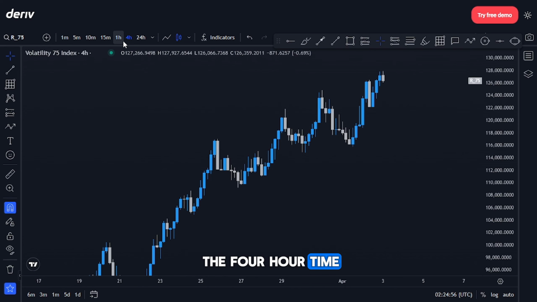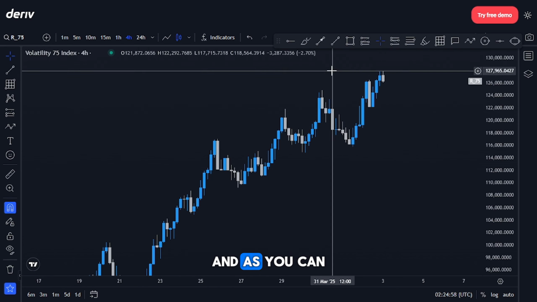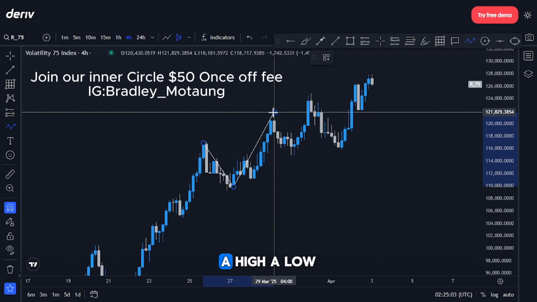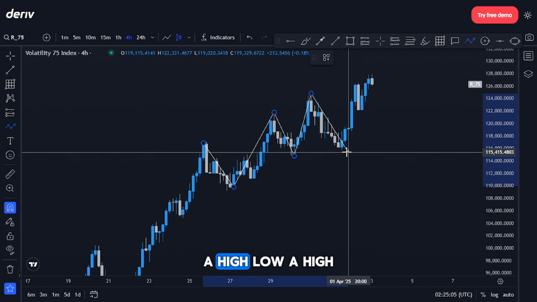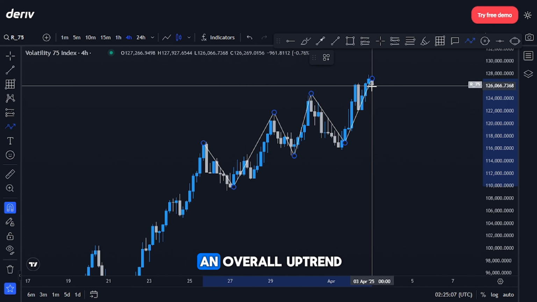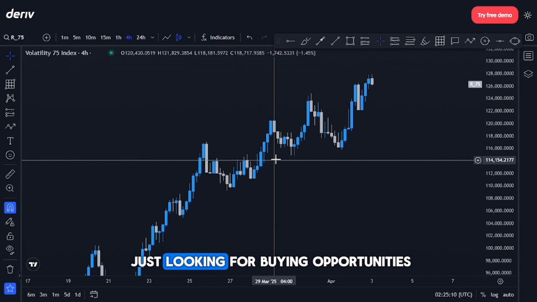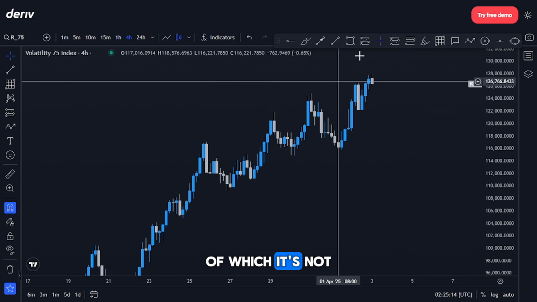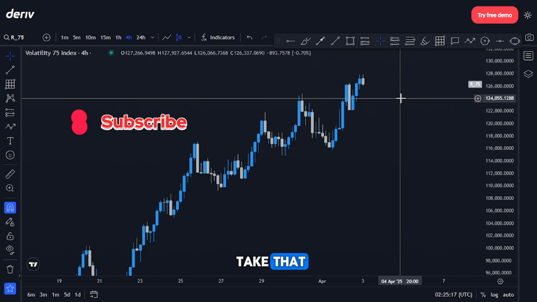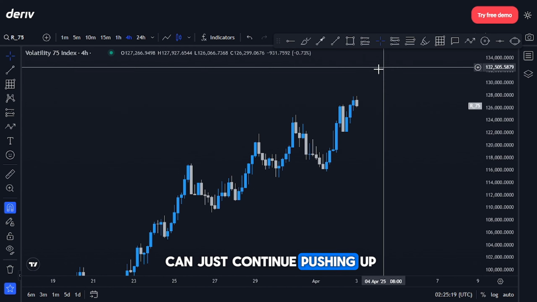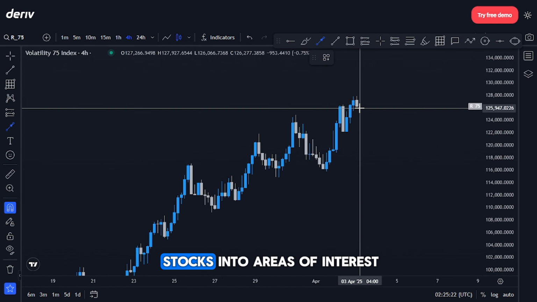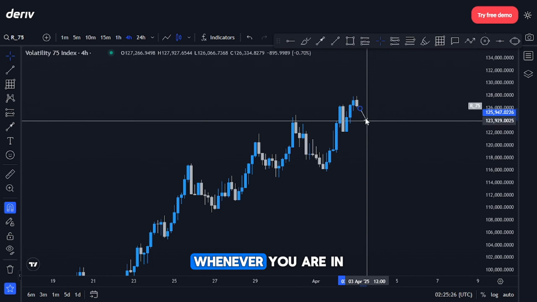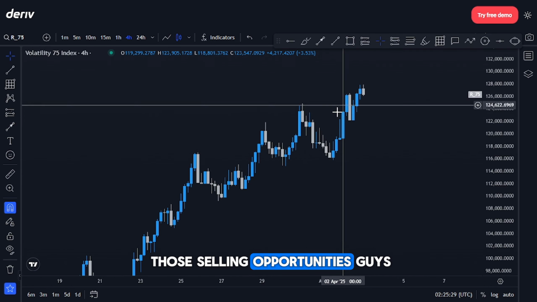So we are on the 4-hour time frame on VEX 75, and as you can see, we are creating that structure whereby we are creating highs, lows, a high, a low, a high, a low, a high, and this is an overall uptrend. We are just looking for buying opportunities, unless you want to take a counter trend, which is not ideal for anyone, just because the market can just continue pushing up. Let's say maybe you're looking for sells into areas of interest, then the market decides to push to the upside whenever you are in those selling opportunities, guys.